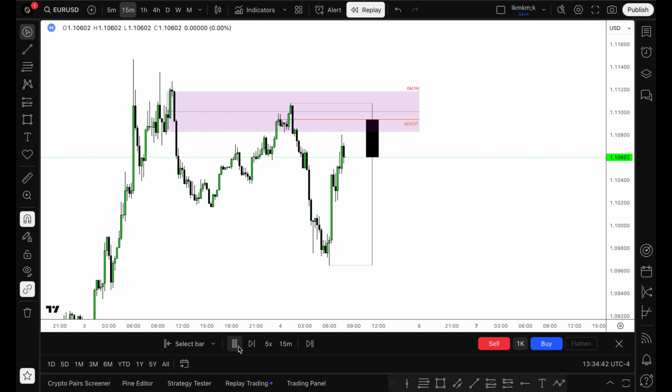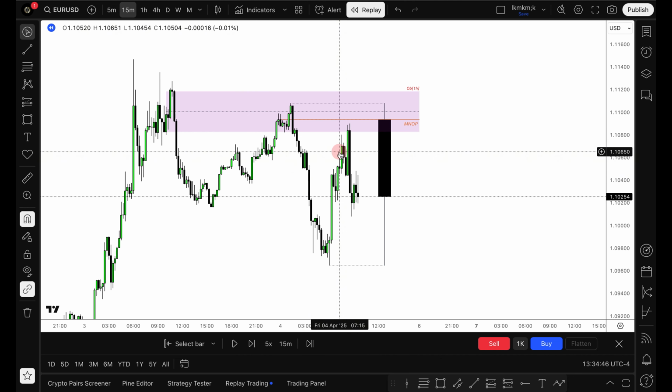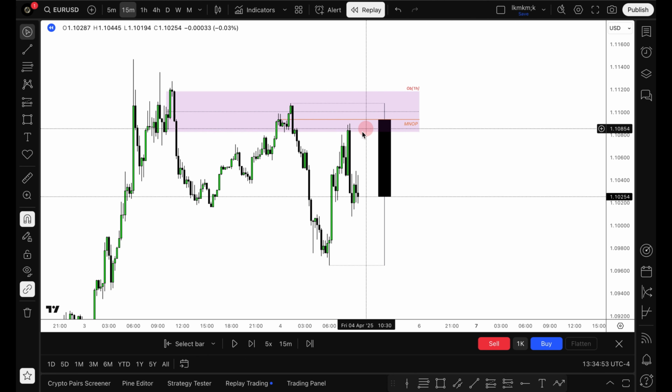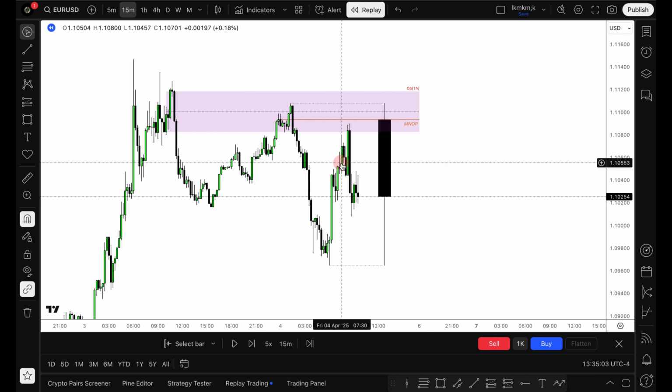So if we carry on printing, by the looks of it, price tapped back into the 1 hour order block and displaced lower again. So I expect this high to stay intact, and I expect this high to stay intact as well, because we got a move to the upside, then the displacement lower. This was the start of the New York session as well.